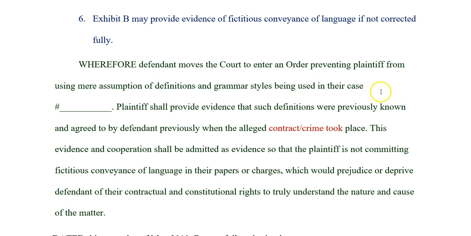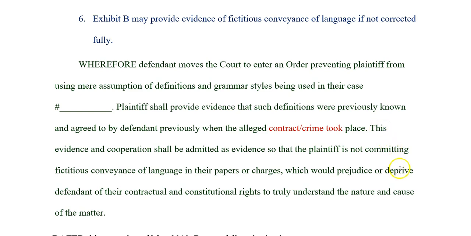So, defendant moves the court to enter an order preventing plaintiff from using mere assumption of definitions and grammar styles being used in their case number 1, 2, 3, 4, 5, whatever it is. Plaintiff shall provide evidence that such definitions were previously known and agreed to by defendant when the alleged contract or crime took place. So if they're saying back 2 years ago when they say something happened, did they ever provide that to you? How could you possibly have what's called mens rea, or criminal intent, if they didn't even clearly define what the law was?